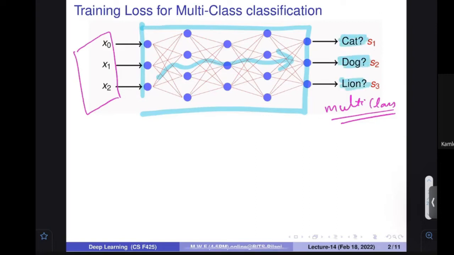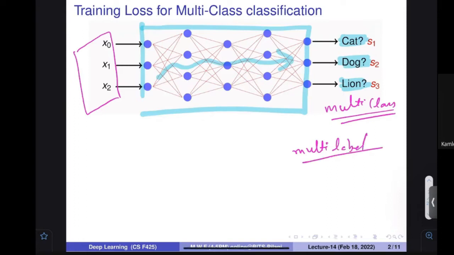If something is fed to the system, let's assume it is an image, and we want to tell whether there is a cat, a dog, or a lion. So it is a multi-class classification problem. There is also one variation of this kind of problem, which is multi-label.